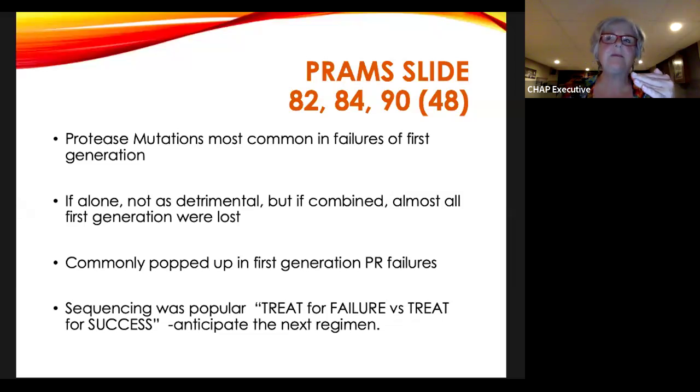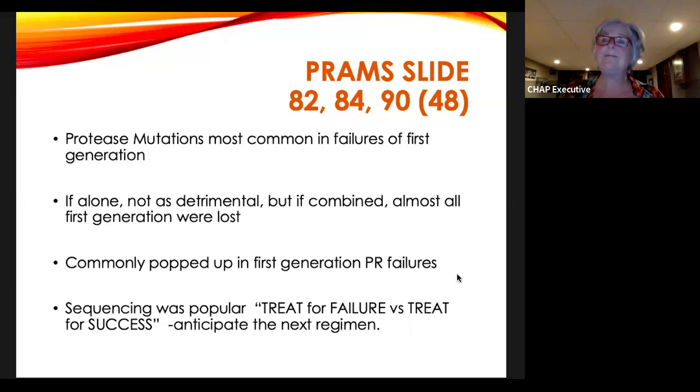When lopinavir first came to the market, it required you to have 2 or 3 of these mutations before you would lose the benefit of lopinavir. However, even it wasn't resistant to the development of resistance, regardless of what they tended to think at the time, because once these mutations were present, even lopinavir did not work. It commonly cropped up in first generation protease failures.